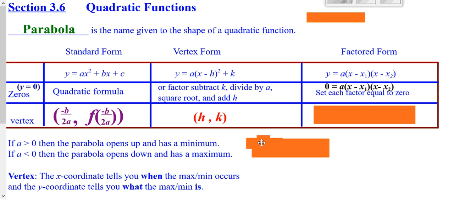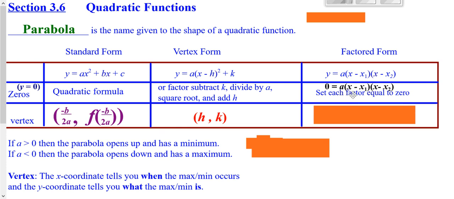Sometimes you'll be having problems where it's already factored for you. And if you're looking for your zeros, that's when your y is 0. Really, you just have to set each one of these equal to 0. If you set this equal to 0, you get x of 2. You set this equal to 0, you get x of 1.